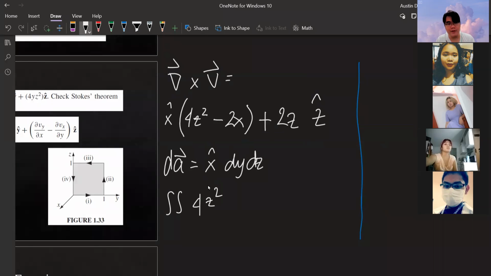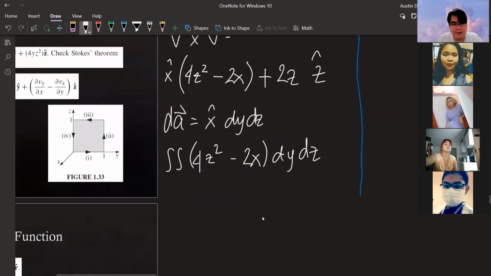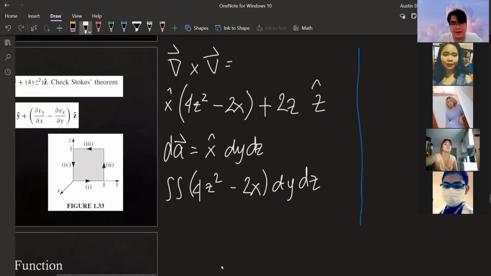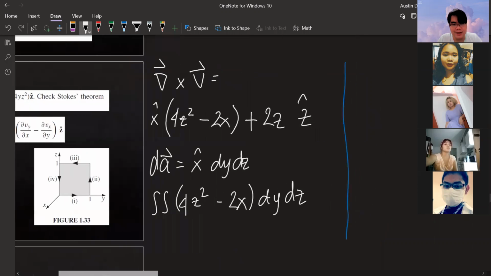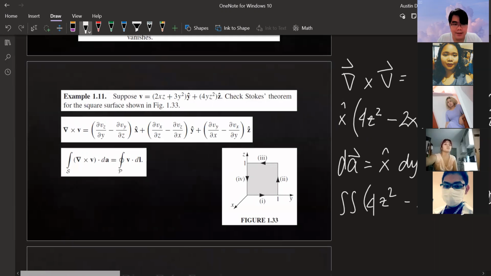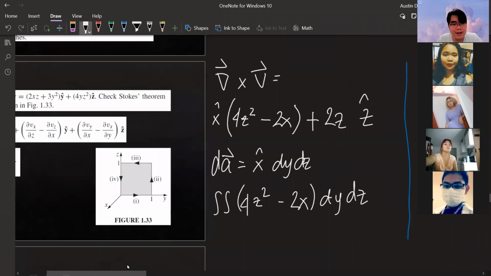4z squared minus 2x dy dz. So, minultiply ko na yung x hat, no? Yung dot product ng x hat between x hat is just 1. So, tas ginawa ko na rin dalawa yung integral dahil dalawa yung infinitesimal element natin, which is dy dz. Okay, and now I just have to evaluate the integral. Then yung makikita natin na yung dy will run from 0 to 1, and then yung dz natin just 0 to 1 lang din. Okay, fairly simple. 0 to 1, 0 to 1.